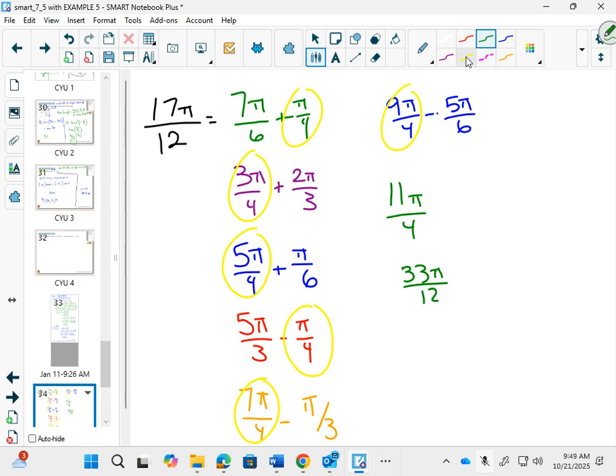What would you have to subtract off 33 to make 17? 16. What does 16 pi over 12 reduce to?